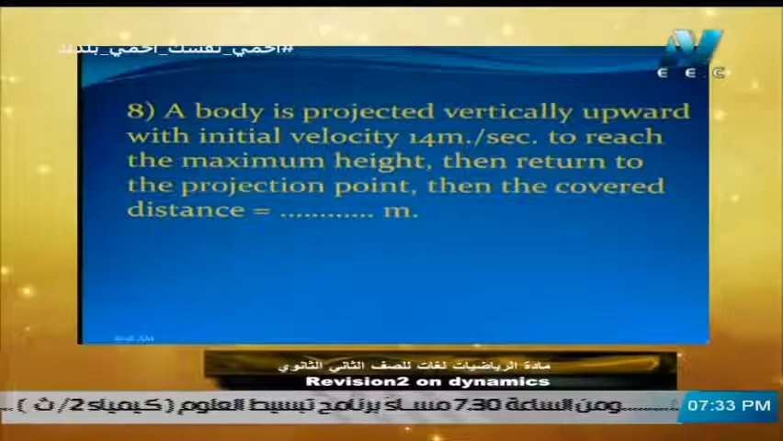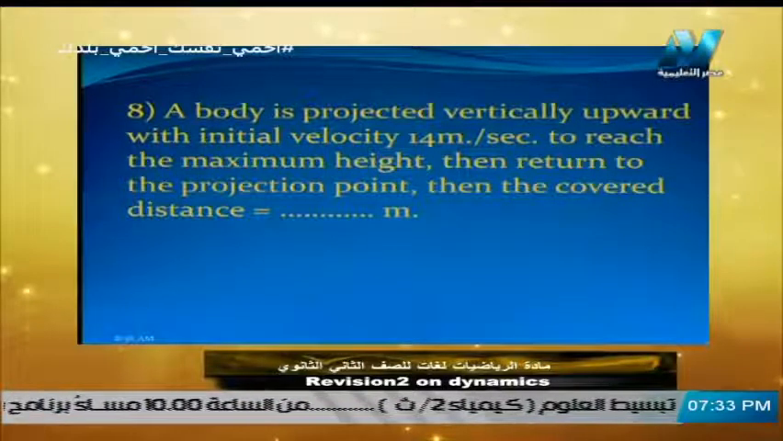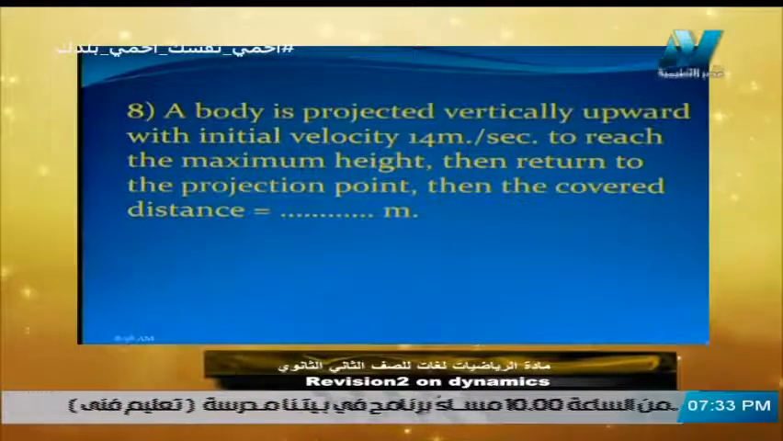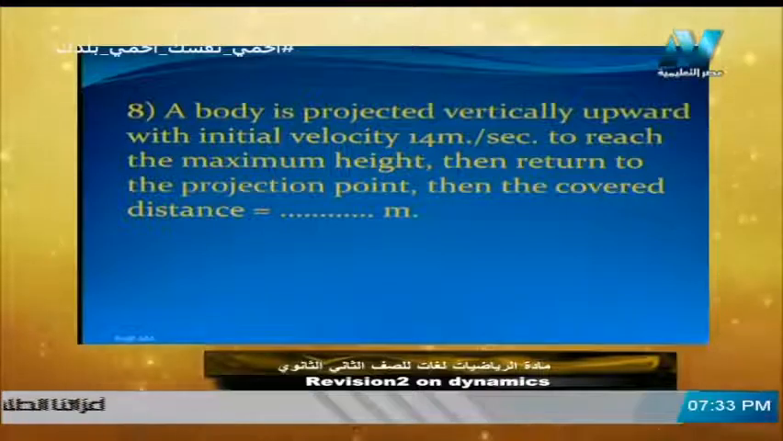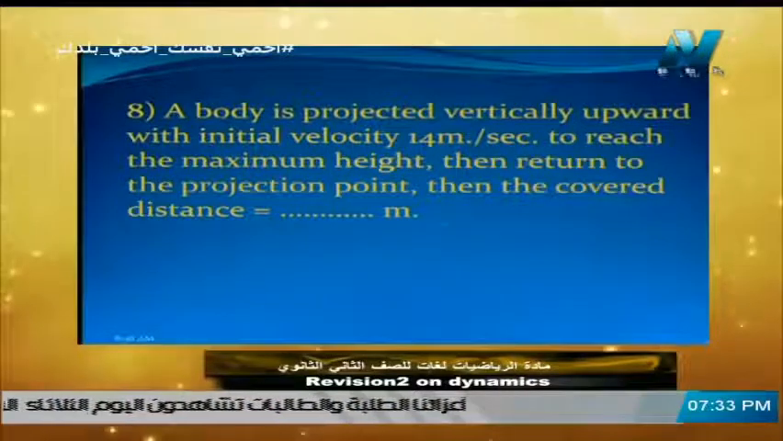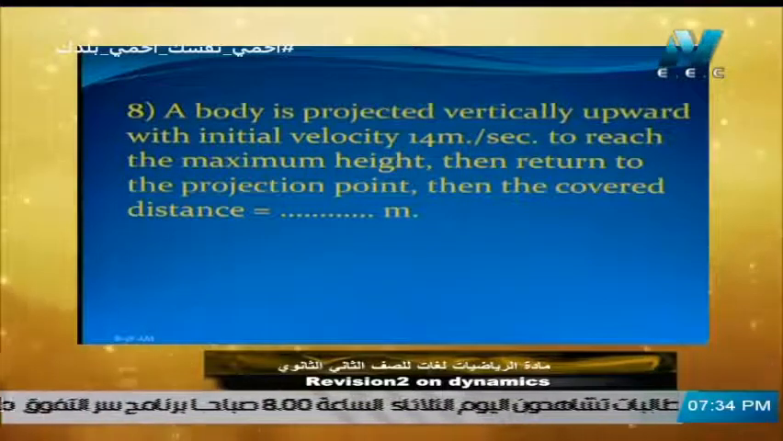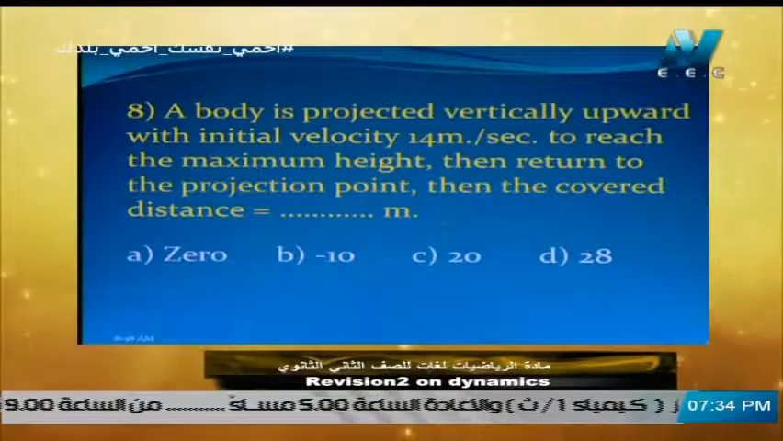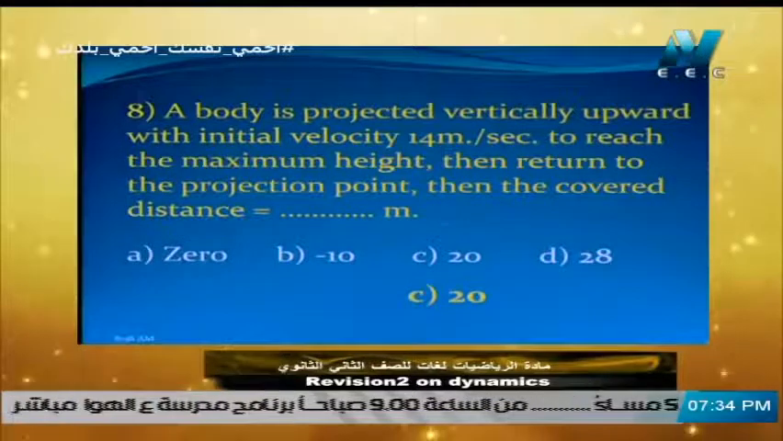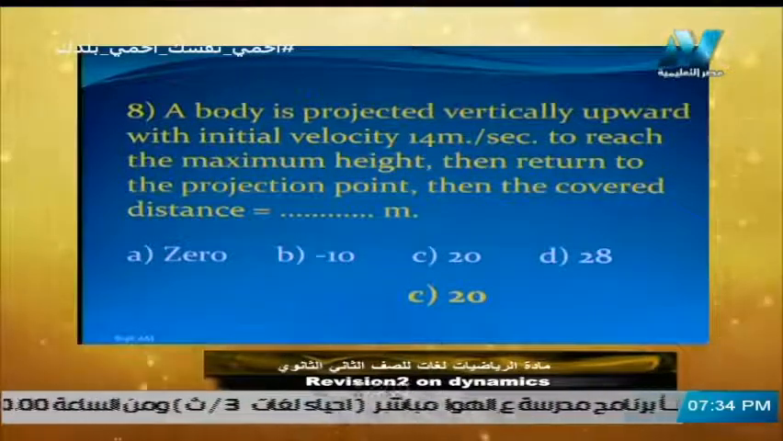A body is projected vertically upward with initial velocity 14 meter per second to reach the maximum height, then return to the projected point. It covered a distance of what? Is it 0, -10, 20, or 28? The answer will be 20. But why? Concentrate with me, my dear students.